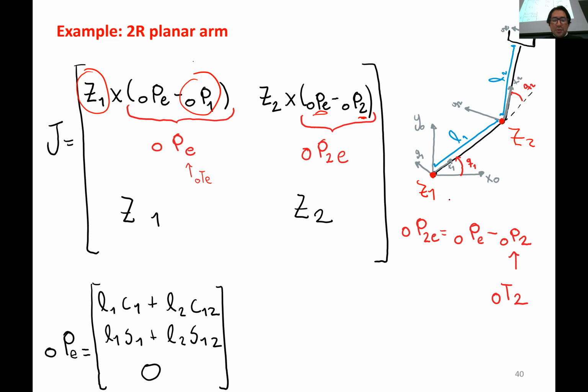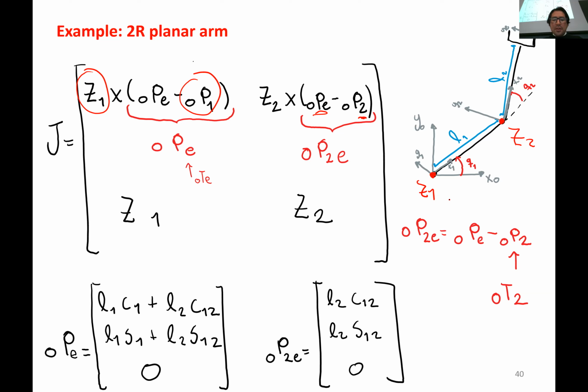And which we derived before. So if we put the expressions of 0 PE, we get this. I'm just taking this from the previous slides, and I'm using the compact notation of cosines and sines. And this is also the position vector that we have here. And this is what comes out of this operation right here. Okay.